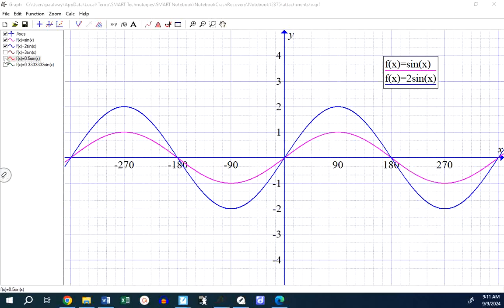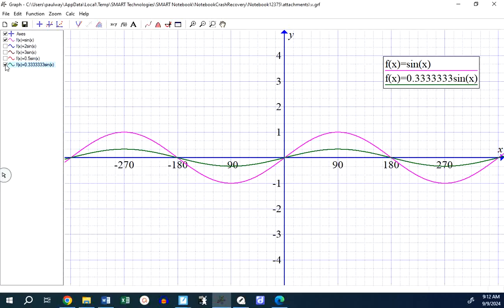And 1/3, I'm not sure why I didn't enter 1/3. I entered a whole bunch of 0.3s. It's not exactly 1/3, but it's close enough for what we're doing. Sine of x is 1/3 as tall. Are you with me on the effect here?